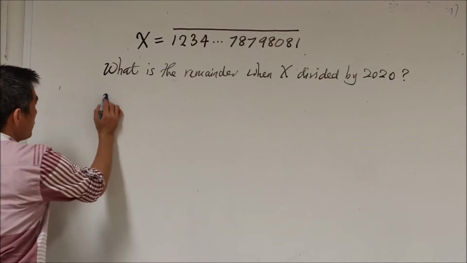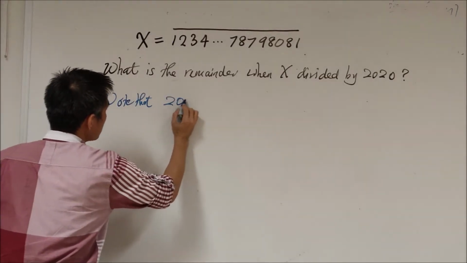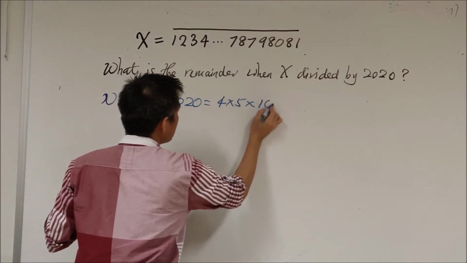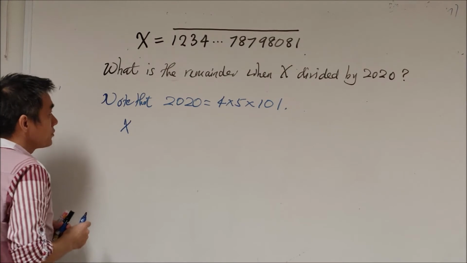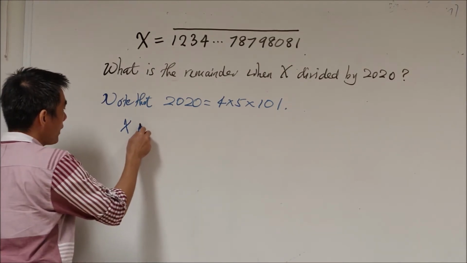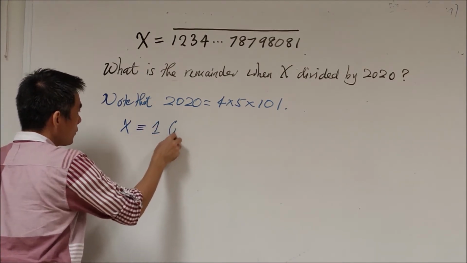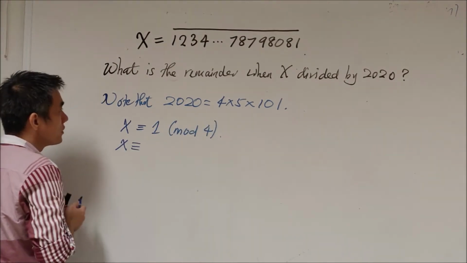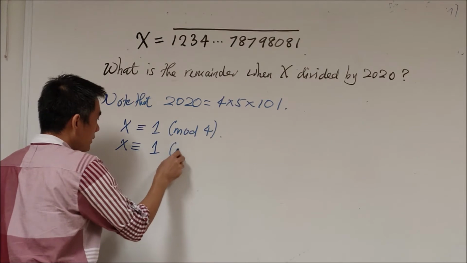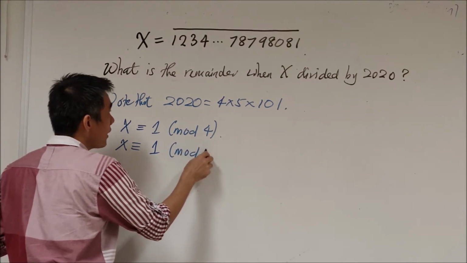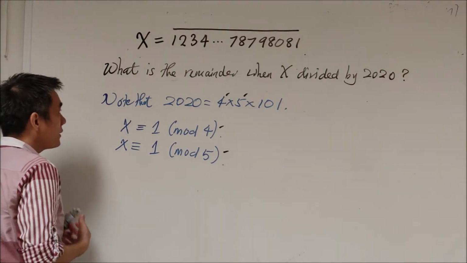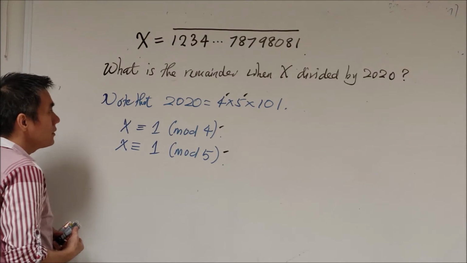First of all, we know that 2020 is equal to 4 times 5 times 101. It is easy to see that x will have the remainder of 1 when it is divided by 4, and also the remainder of 1 when it is divided by 5. Now we wish to know what is the remainder when x is divided by 101.